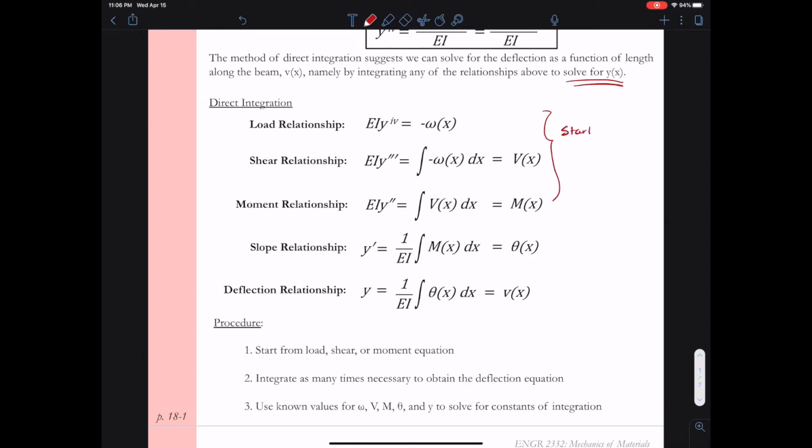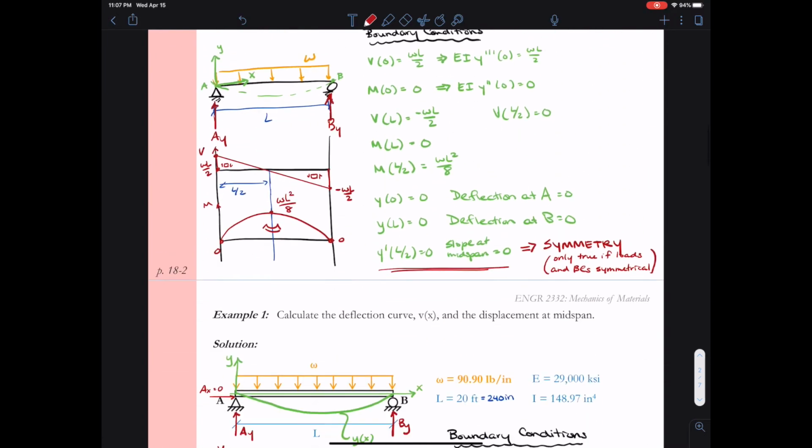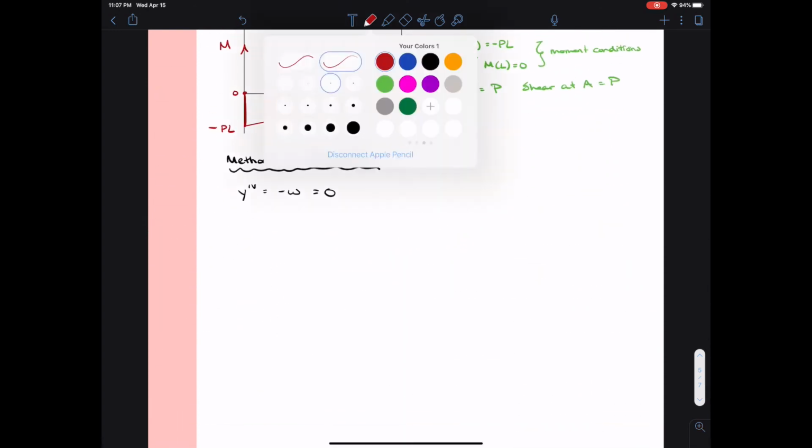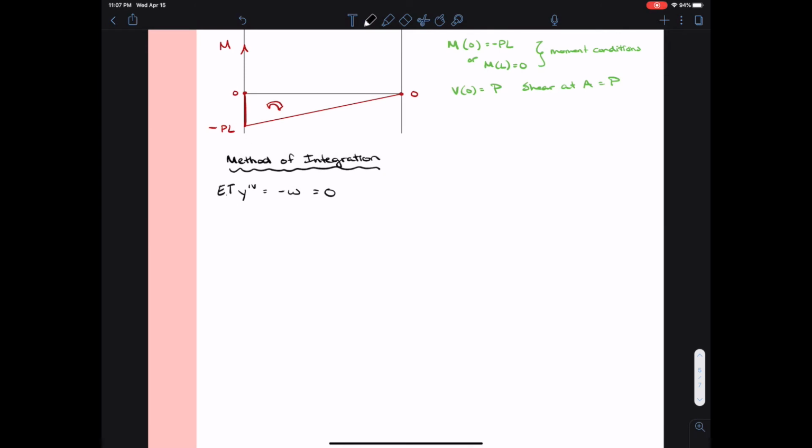All right, so in method of integration, we had all of these relationships. Now we can start at any of these relationships to start to solve our problem. In example 1, we used the fourth order differential equation relationship. But we can just as well start from the moment relationship, EI y double prime equals M of x. Perhaps that's going to be the easiest for this problem. If you're comfortable writing algebraic equations for linear lines, coming up with the value for the moment diagram should not be too hard.